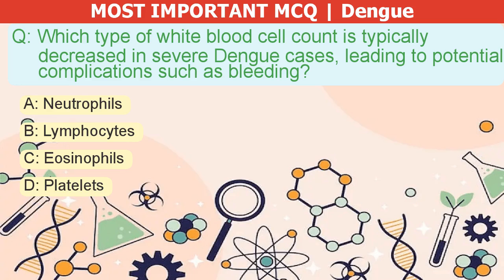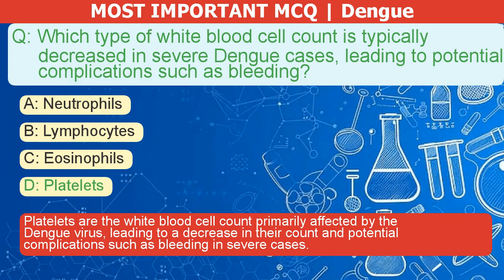Which type of white blood cell count is typically decreased in severe dengue cases, leading to potential complications such as bleeding? A. Neutrophils. B. Lymphocytes. C. Eosinophils. D. Platelets. The correct answer is D. Platelets are the white blood cell count primarily affected by the dengue virus, leading to a decrease in their count and potential complications such as bleeding in severe cases.